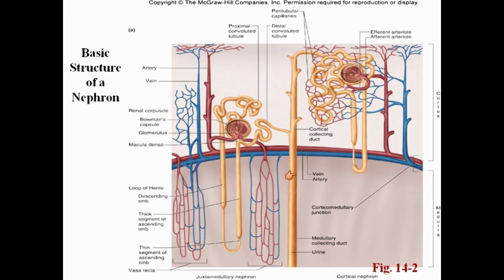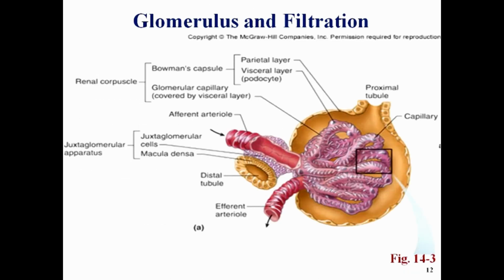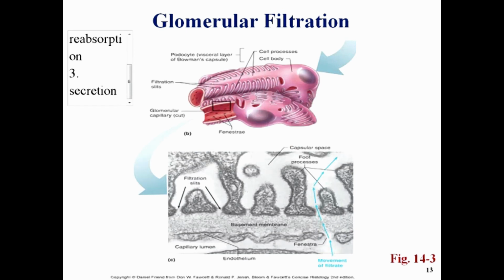Each of those different segments has a specific role. Those three functions that we were just talking about are going to occur in particular areas along that nephron. So you need to know where in each of the segments of the nephron reabsorption occurs, where secretion occurs, etc. You need to define those, say exactly where they're occurring in the nephron, and then give a couple examples of things that are being filtered, reabsorbed, and secreted.